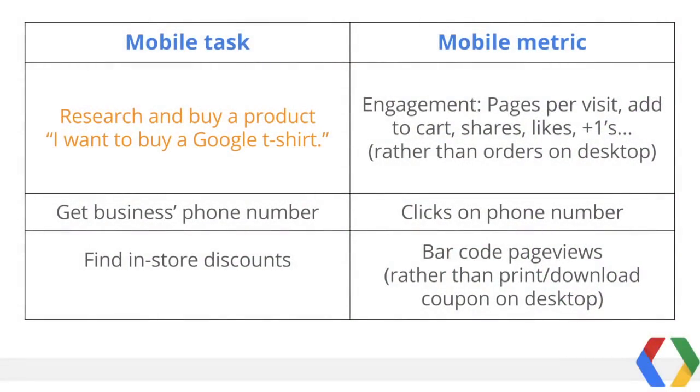For instance, if a user wants to research and buy a product, like a Google t-shirt, we could include mobile metrics of engagement, counting micro-conversions like pages per visit, add to cart, etc., rather than just orders, as we might do for desktop. Or, if a common mobile task is to obtain a business's phone number, the metric can be measured by clicks on the phone number. Or, take the mobile task to find in-store discounts when shopping. On mobile, the conversion may be barcode scans, rather than printing or downloading coupons.